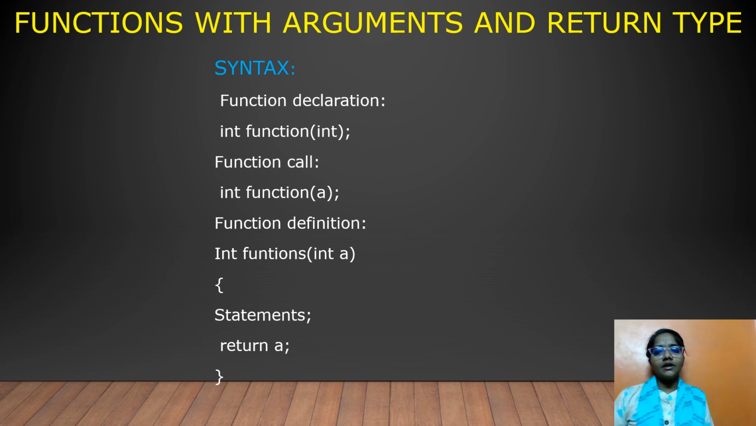Functions with argument and return type. Syntax. Function declaration: int function within parentheses int, semicolon. Function call: int function within parentheses a. Function definition: int function within parentheses int a. In function definition we don't use a semicolon. That's the difference between function declaration and function definition. And the statement is return a.